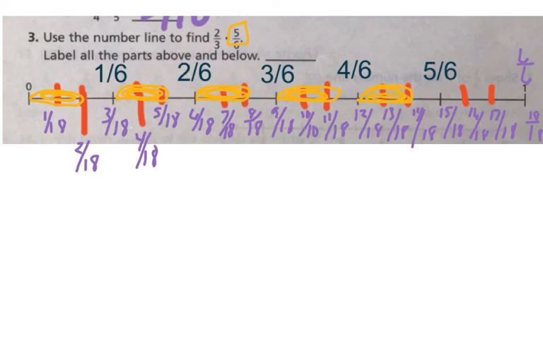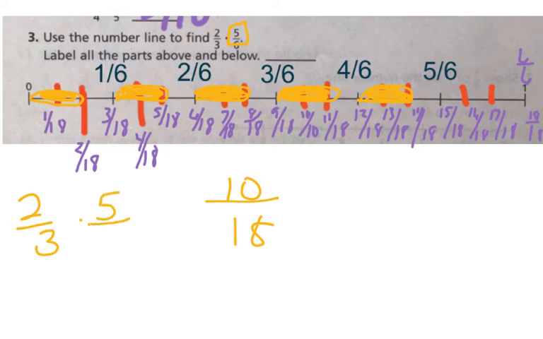And if you were to count each of those, you'd have 2 circled here, so that's 2. 2 circled here, which is 4. 2 circled here, which is 6. 2 here, which is 8, and 2 here, which is 10. So you would have 10 of those 18ths circled. So your answer to 2/3 times 5/6 is equal to 10/18.